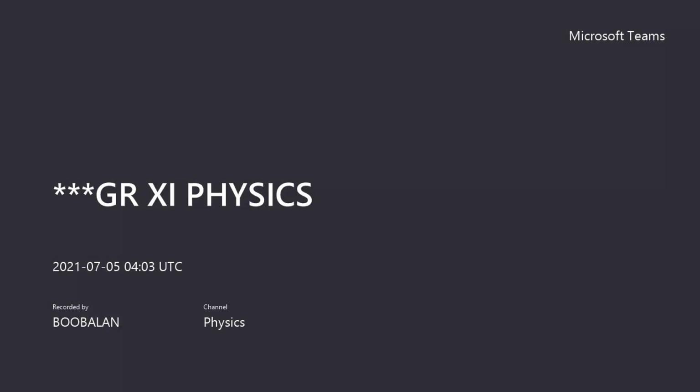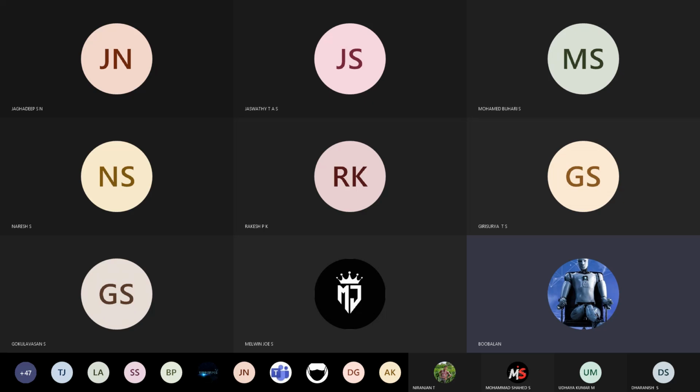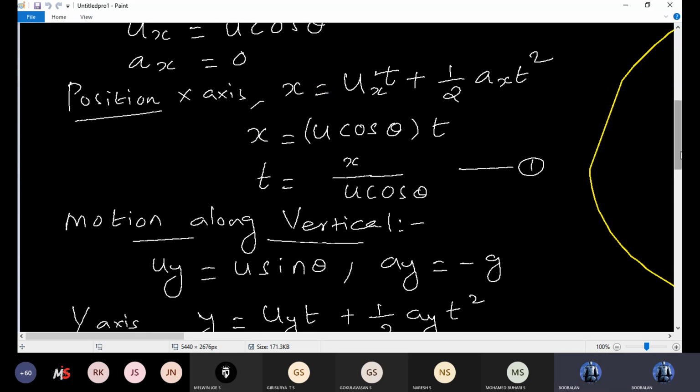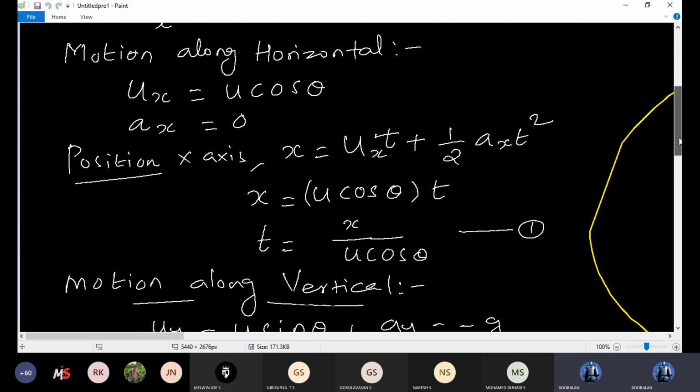With the horizontal, it is the horizontal component x, vertical component y. Horizontal component of initial velocity, that is ux equal to u cos theta, and vertical component uy equal to u sin theta. Vertical sine, horizontal cos. So first we are finding the motion along the horizontal component.